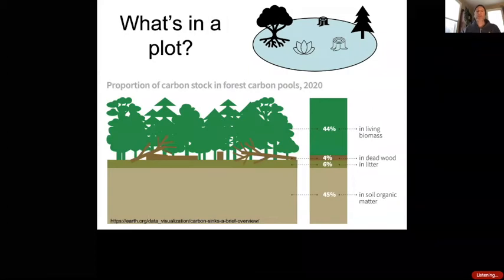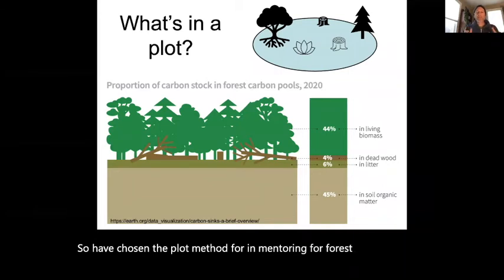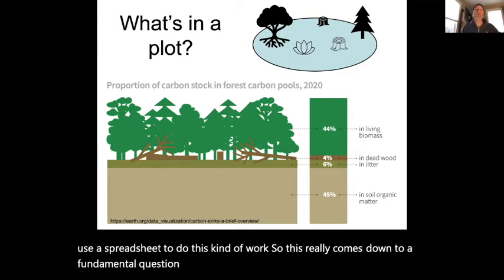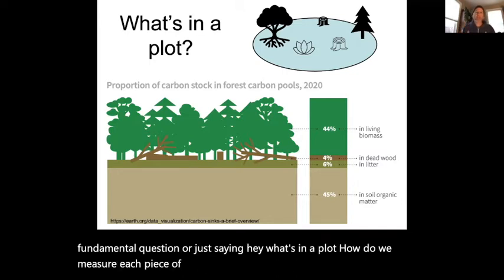So if we've chosen the plot method for inventorying forest carbon, let's get down to basics in terms of what we're talking about here and how to use a spreadsheet to do this kind of work. So this really comes down to a fundamental question of just saying, hey, what's in a plot? How do we measure each piece of carbon that's in that plot and add it all together?